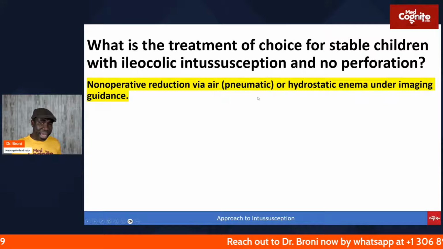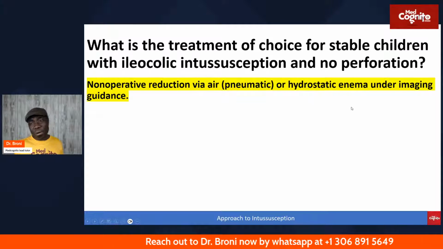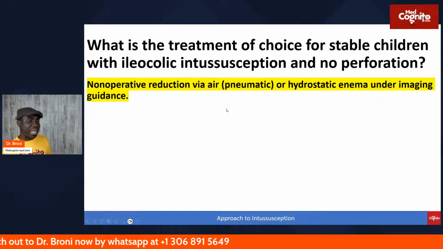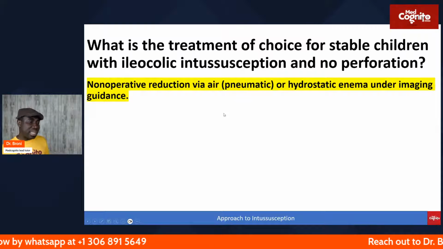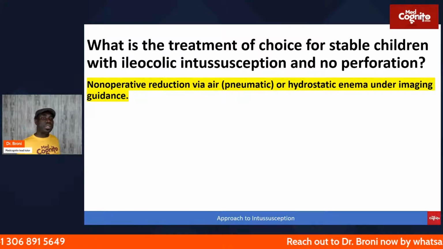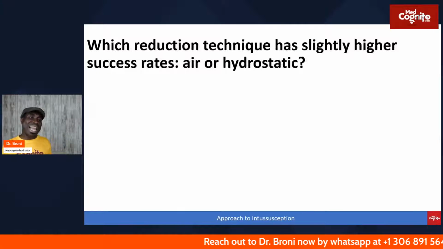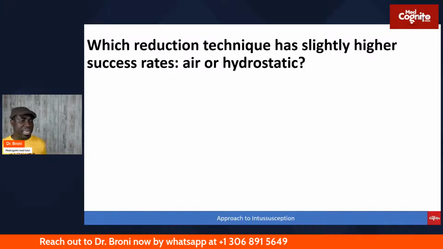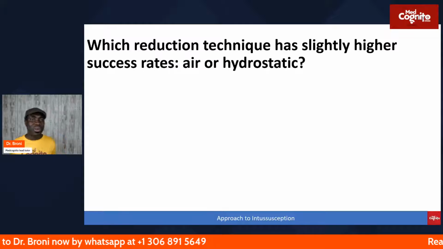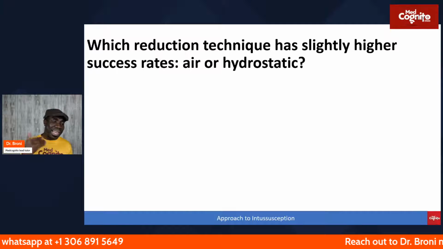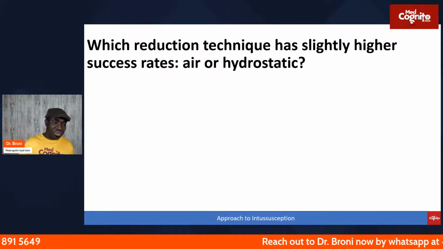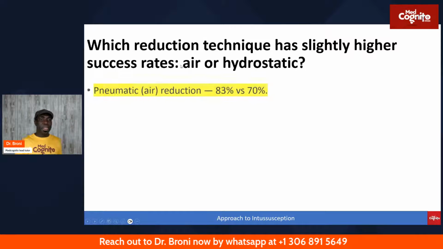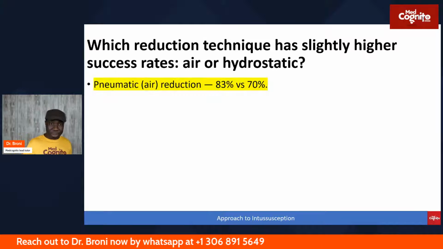So you can do an air enema or a fluid enema. So pneumatic enema or hydrostatic under imaging guidance. Okay. All right. Which reduction technique has a slightly higher success rate? Is it air or hydrostatic? And the answer is air, or we call it pneumatic.